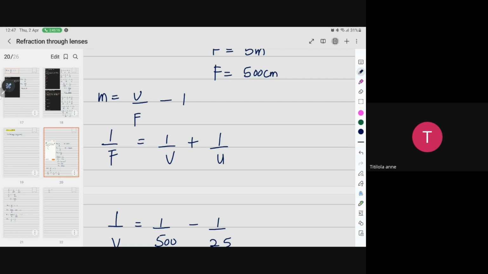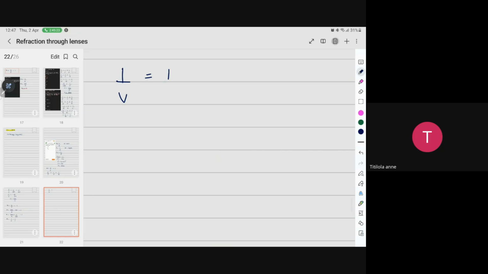So I have 1 over 500 minus 1 over 25. So let me apply your stuff that you did. So I have 1 over V minus 1 over U. So you guys didn't convert. That gave us 1 over 5 minus 1 over 0.25. So that 1 over V will be equal to what? So I have 1 over 5 minus 1 over 0.25. That will give us the same thing. That will give me minus 19 over 5. Still the same thing, so minus 19 over 5.